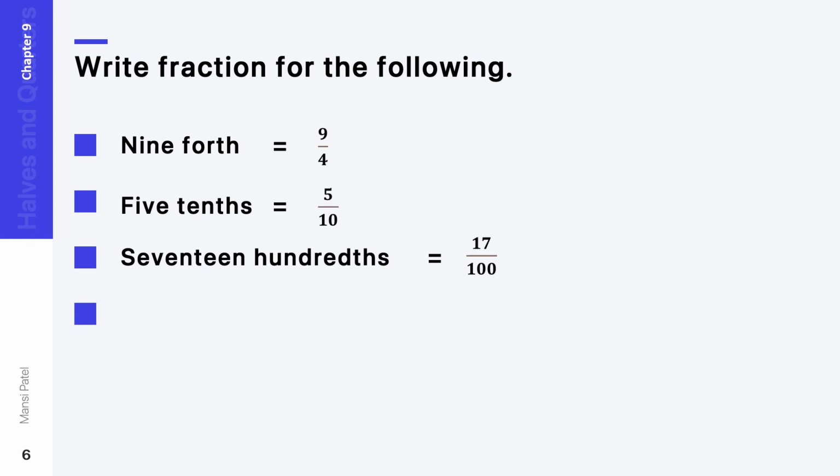Then the next one, 4 and 9/4. See here they were given and. So 4 we have to write down in the place of whole number and then 9/4. 9/4 means 9/4. So 4 integer 9/4. That is your answer.